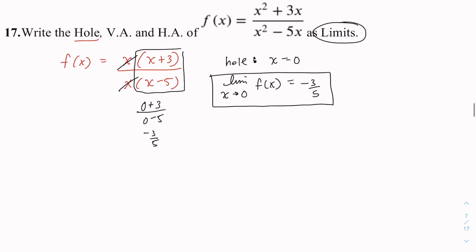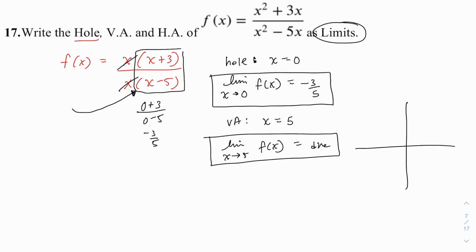Let's move on and talk about part 2, our vertical asymptote. Vertical asymptotes are given by the roots of the denominator, because that's where the graph doesn't exist. You can't divide by 0. In this case, my vertical asymptote's at x equals +5. If I plugged in 5, I'd be dividing by 0. That wouldn't be okay. So let's write that as a limit. The limit as x approaches 5, for vertical asymptotes, we know the limits don't exist.